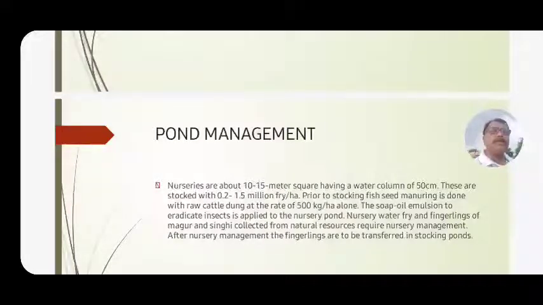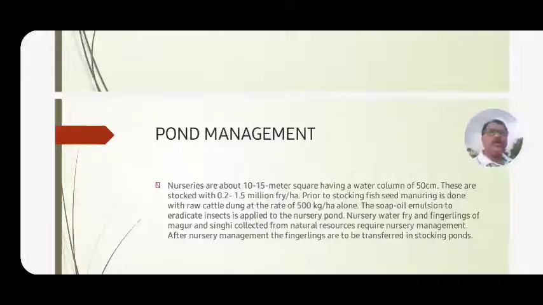The nursery ponds are about 10 to 50 square meters, having a water column of 50 centimeters. In the nursery ponds, the seed is to be stocked. These ponds are to be stocked with 0.2 to 1.5 million fry per hectare.